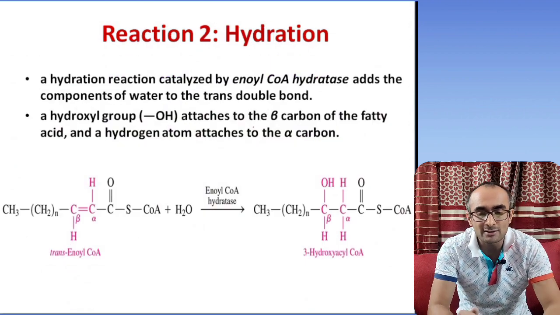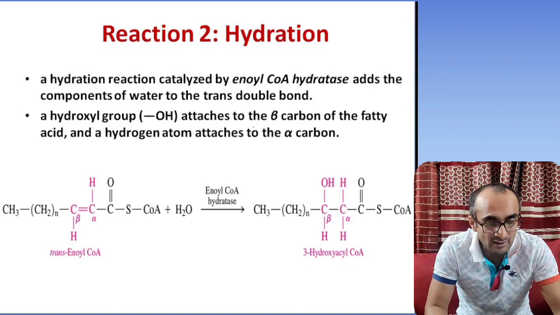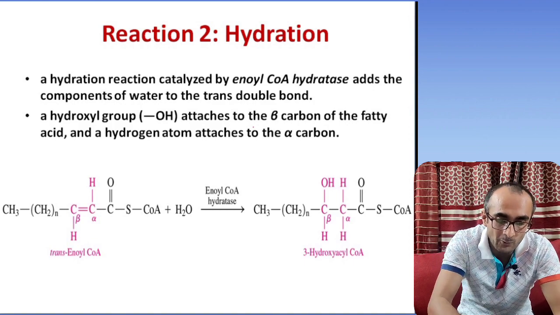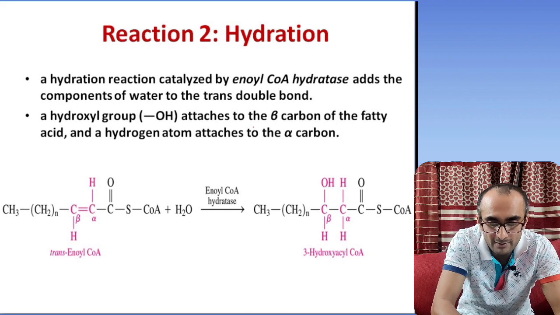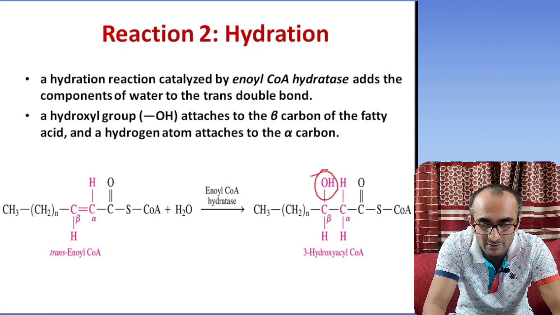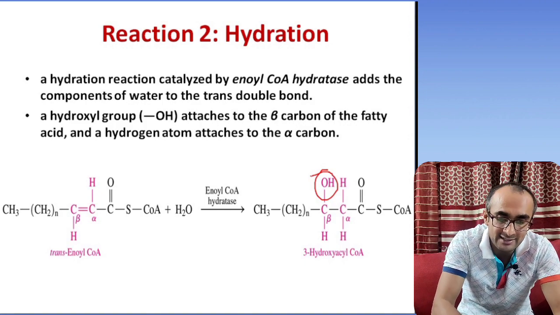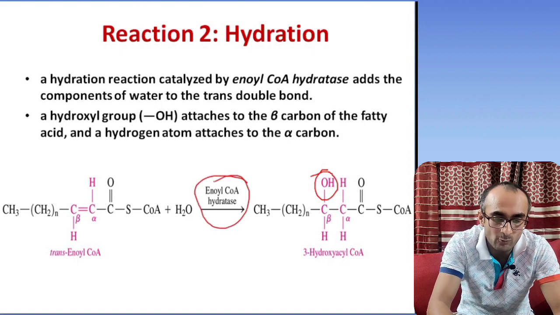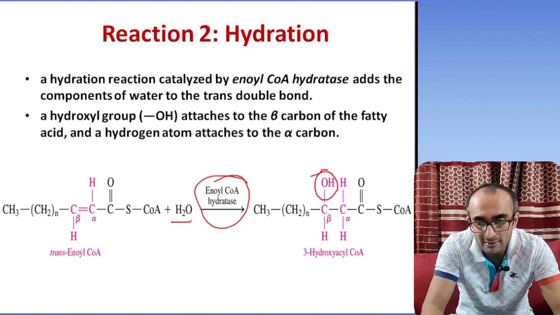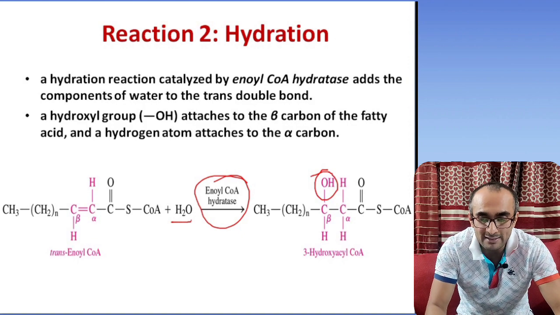The second reaction of beta oxidation is hydration, where the trans-enoyl coenzyme A will be hydrated at the alpha-beta position, and the product formed is 3-hydroxyacyl coenzyme A. One OH group will be added at the beta position, so it will become more activated for oxidation purposes. This reaction is catalyzed by enoyl coenzyme A hydratase, where one water molecule is used, and the product is basically a hydroxy acid, 3-hydroxyacyl coenzyme A.